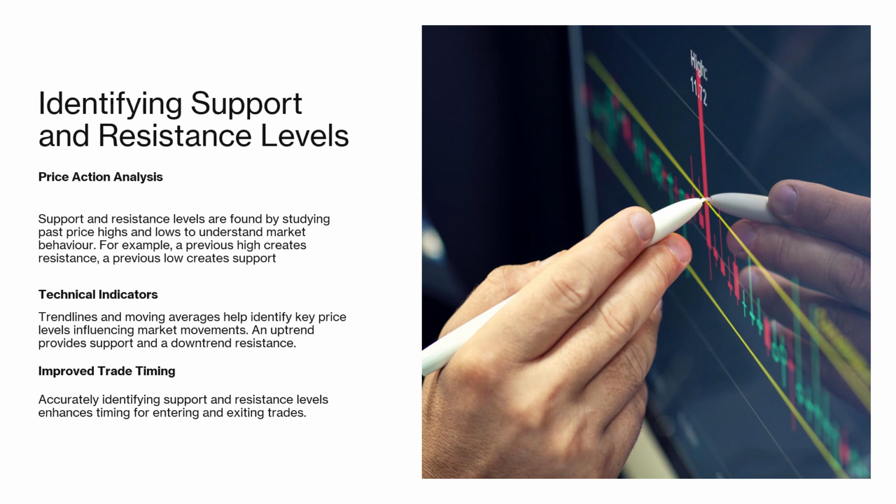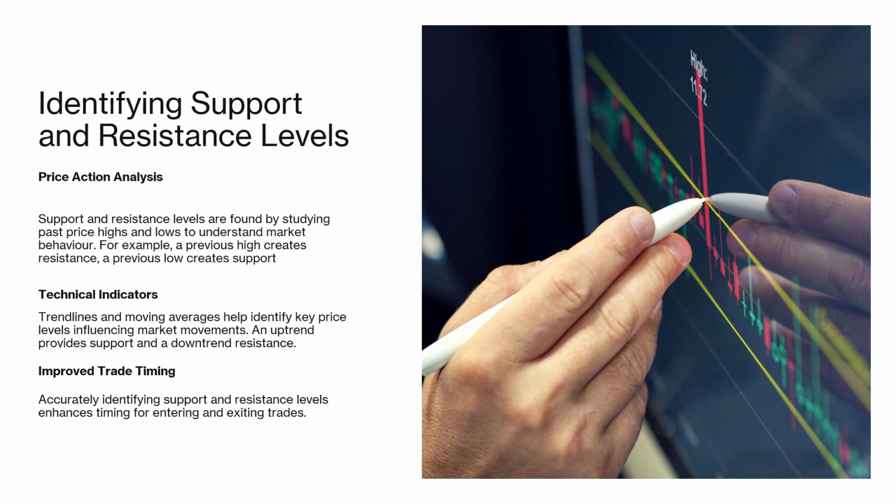So how do we go about identifying them? We need to just take a look at the charts and observe by studying past price highs and lows and understand the market behaviour. So a previous high, for example, will create resistance. A previous low will create support.